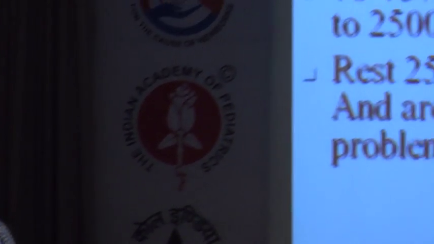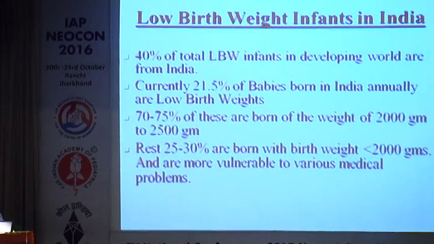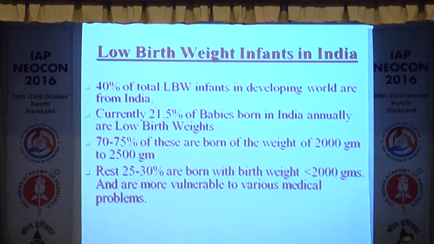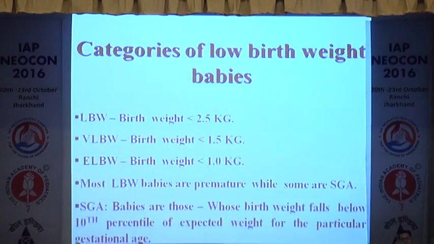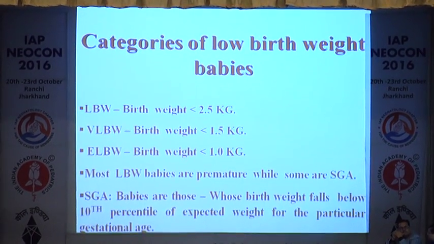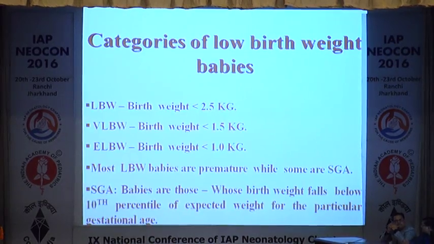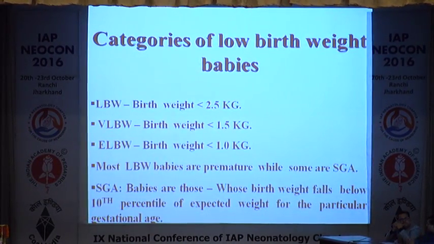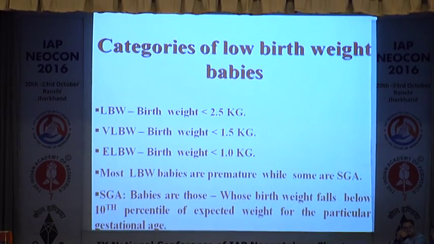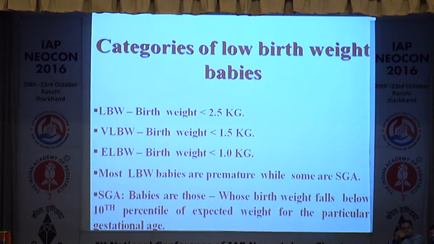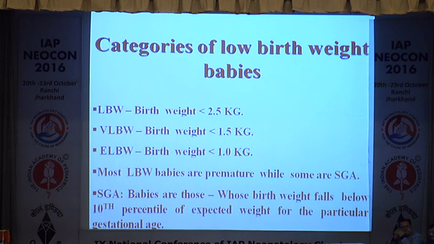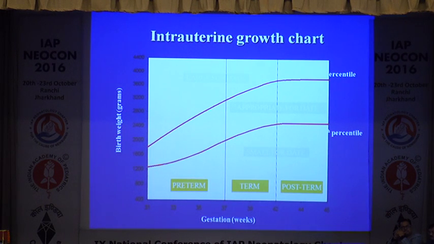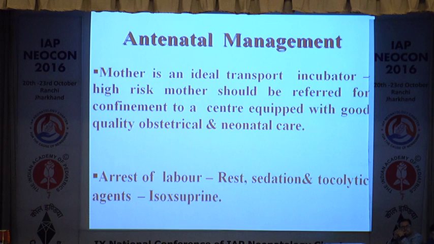We all know that low birth weight infants are our great problem. 40% of the low birth weight infants in the developing world are from India only. Our low birth weight babies may be LGA, SGA, or AGA, adequate for gestation. We all know that if the weight of the baby is less than the 10th percentile of the expected weight for the gestation, we call it SGA. So we can have low birth weight babies that are preterm, term, or even post-term.